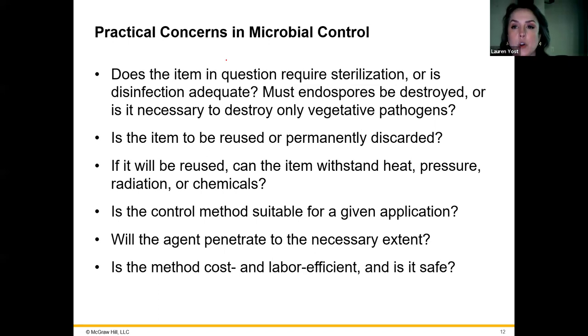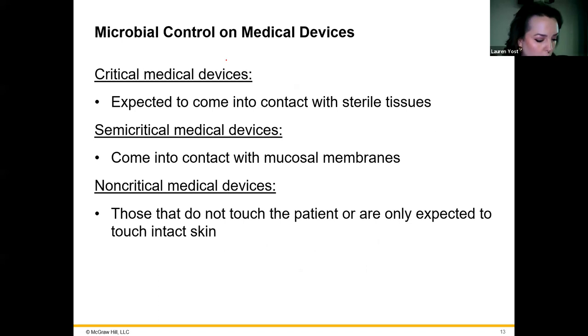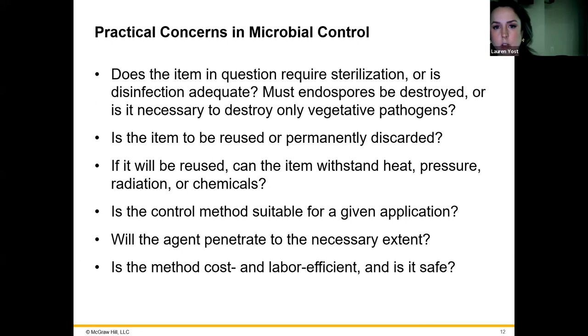And will the agent penetrate to the necessary extent? Here we're talking about if you need to get through surfaces and penetrate whole like tissue and everything like that, you might want to consider something that actually can penetrate, as opposed to like if you look at UV radiation, it only gets to the surface of something. So we'll get into that in a moment. But is the method cost and labor efficient, and is it safe? Of course, because we don't want to be exposing ourselves or our patients to any of this stuff if it is going to hurt them or us.